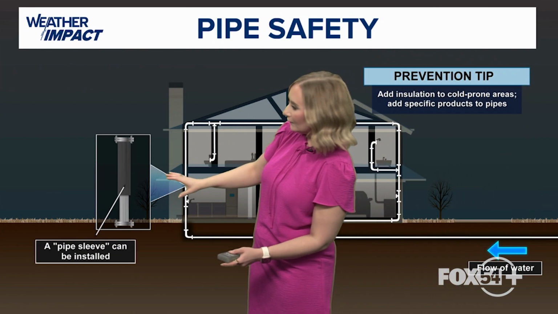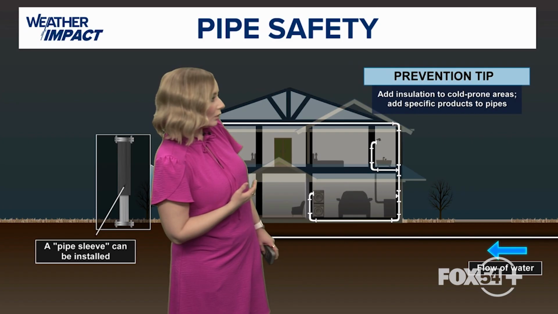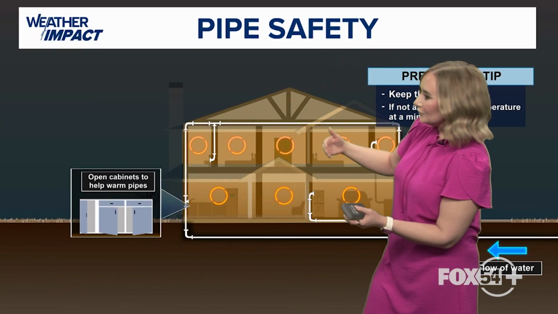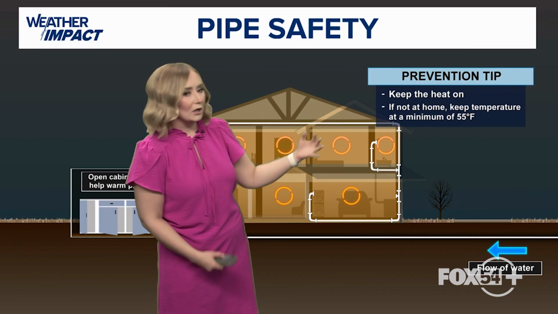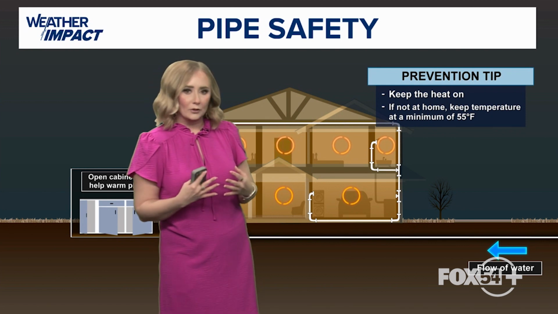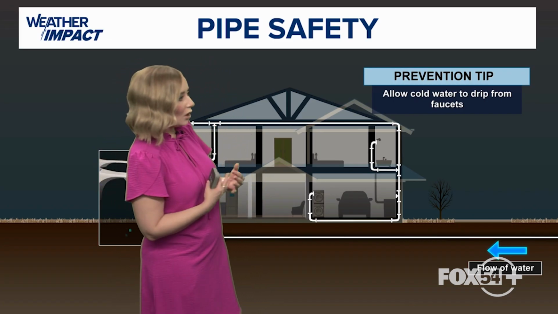Now, of course, we also want to prevent it. So here are some ways. We have a pipe sleeve that can be installed. You want to add insulation to those cold-prone areas and add specific products to pipes. I know a lot of us see those outdoor covers as well. For inside purposes, you can open your cabinets to help keep the pipes warm inside of your house. So you want to keep the heat on. And if you're going to be away for an extended period of time, I know a lot of us like to turn down the heat, and in the winter, we like to turn down the air conditioning as well. So if you're not going to be home, you want to keep your air temperature inside of your house at a minimum of about 55 degrees. And of course, keep those cabinet doors open as well.